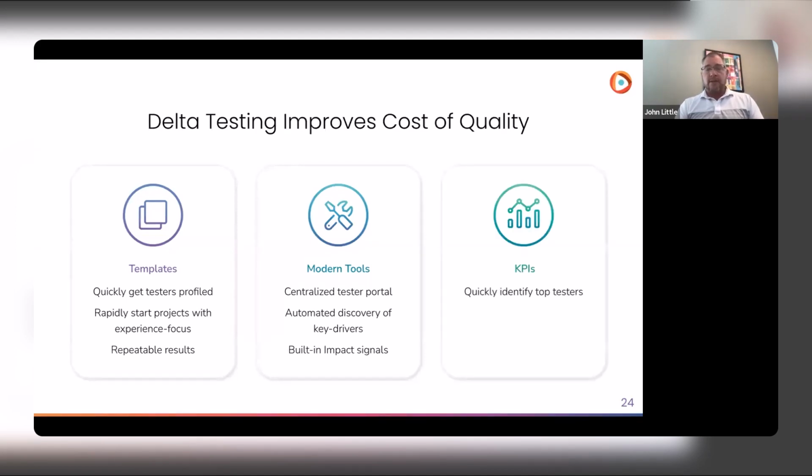We have KPIs. They allow you to quickly identify top testers to bring back on future tests, or to talk to them about their experiences. You can compare experiences across products with KPIs. It's your key indicators. And then you can snapshot your project health and see how it is at a point in time, and know whether or not you need to improve it by adding more testers, maybe replacing some testers, and so on and so forth. So these are the ways that delta testing specifically can help as you're running these pre-release tests to improve your cost of quality.